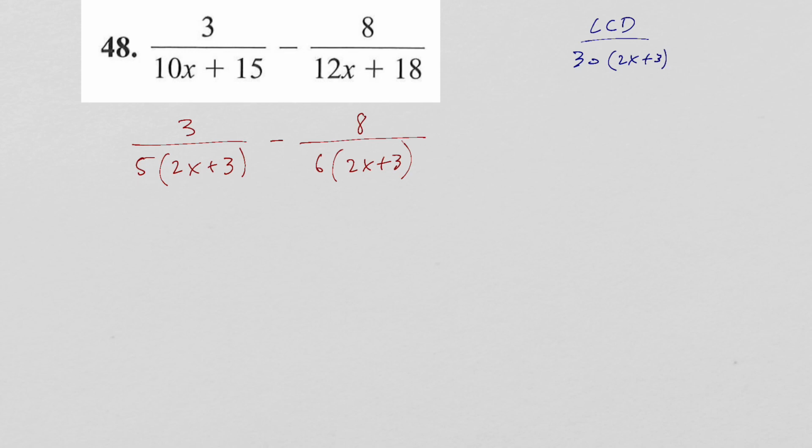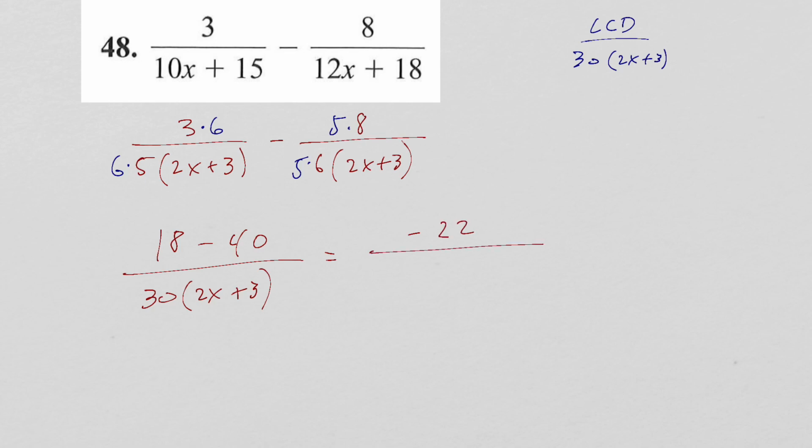So in order to make this look like this, I'm going to have to multiply by 6, and I'll have to do that in the numerator as well. In order to make this look like this, I'm going to have to multiply by 5, so I'll do that to the numerator as well. So what I'm going to have is 18 minus 40 over my now common denominator of 30 times 2x plus 3. This is negative, let's see, 22 over 30 times 2x plus 3.